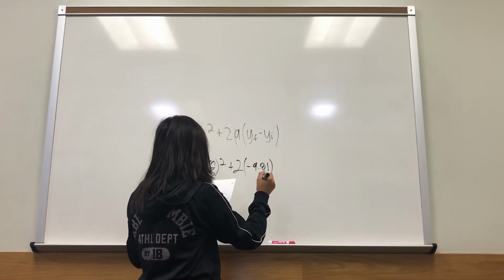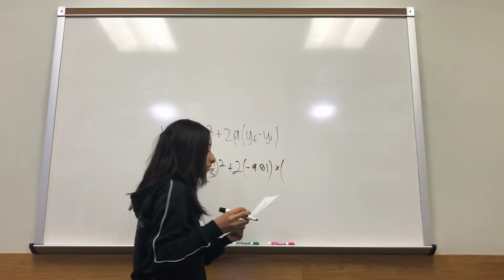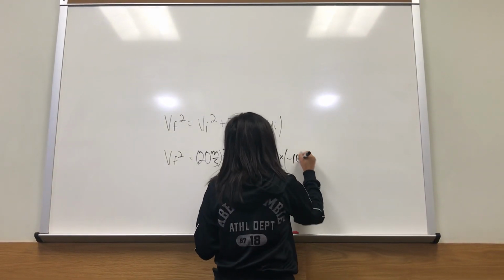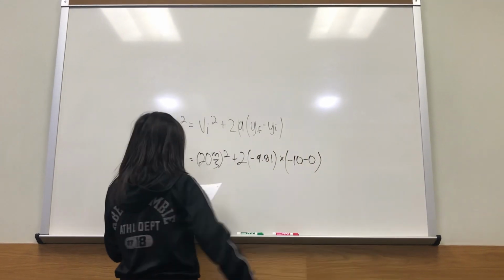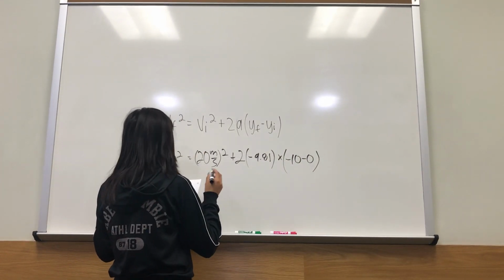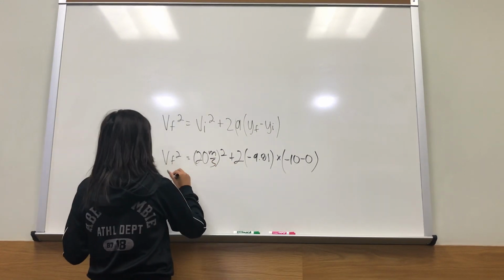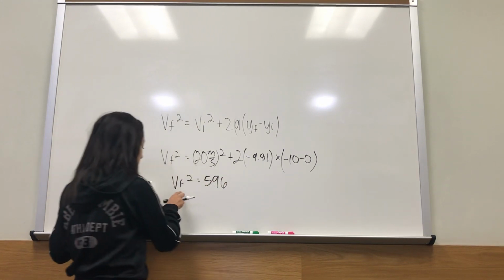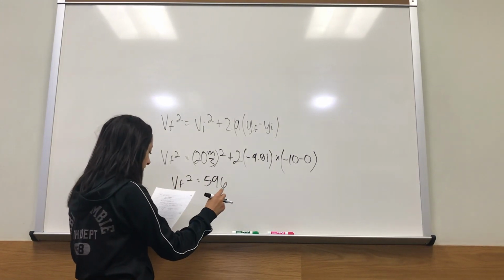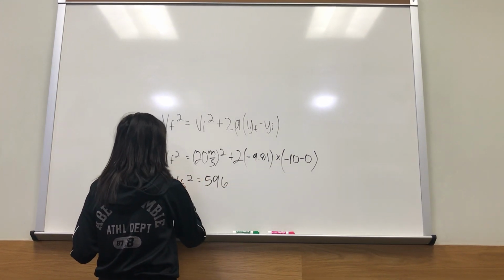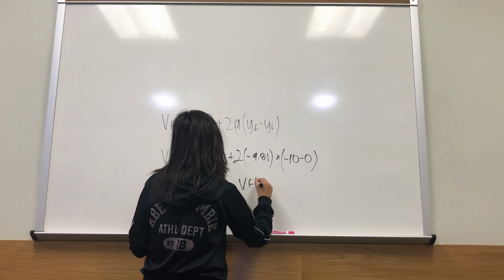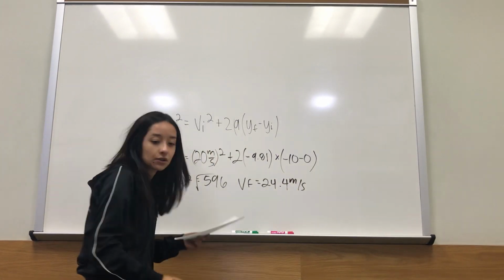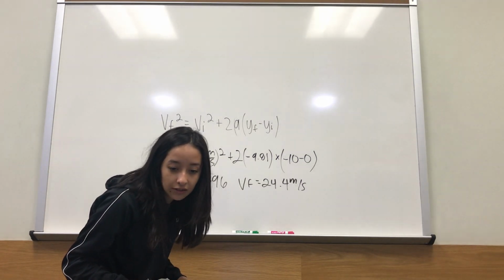And then we are going to multiply this by our y final, which is negative 10 minus 0, is our y initial. And so when we calculate this, we should get 596. And since it is velocity final squared, we just need velocity final by itself. We just square root that. And so our velocity final is 24.4 meters per second.